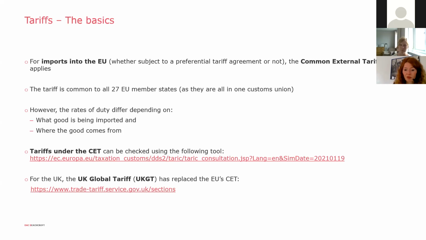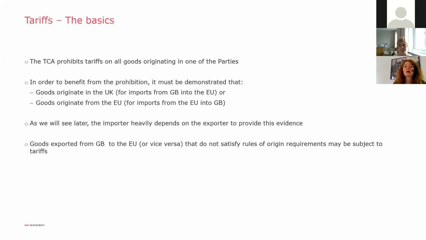I've also listed, for those of you who are pretty new to this, the tools where tariffs can be checked, both for the CET as well as for the UK global tariff, which has replaced the EU CET for the UK. So that's tariffs, the basics. If we go to the next slide, just finishing up on the basics. As I already said, the TCA prohibits tariffs on all goods originating in one of the parties.